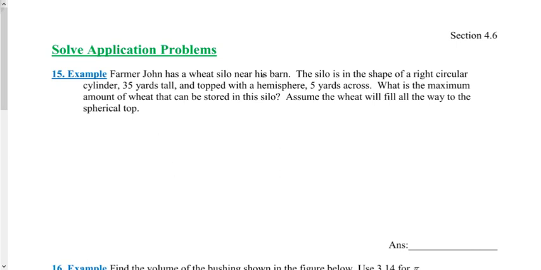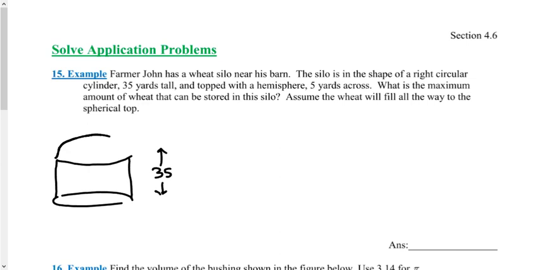Farmer John has a wheat silo, so a grain silo that he's going to be storing some wheat in this particular harvest. The shape of the silo is a right circular cylinder, so it's like what we already talked about, right? It comes up here, and then it's 35 yards tall, and it's going to be topped with a hemisphere, right? So it's kind of like, whoop, has that top little round part. It's what we've already looked at in the past. Okay, it was one of the first things we looked at.